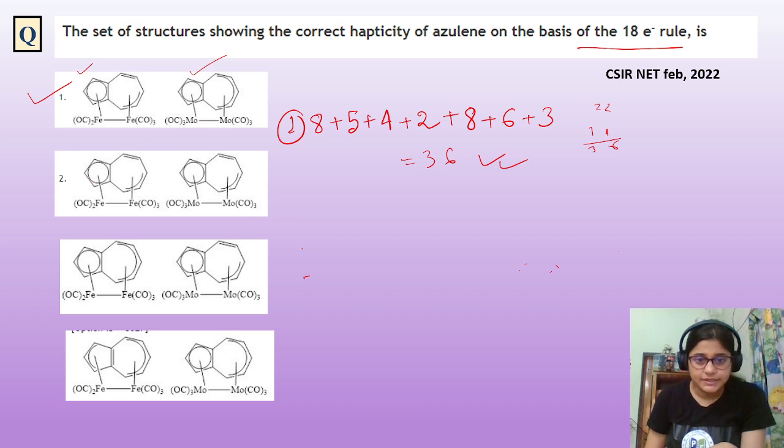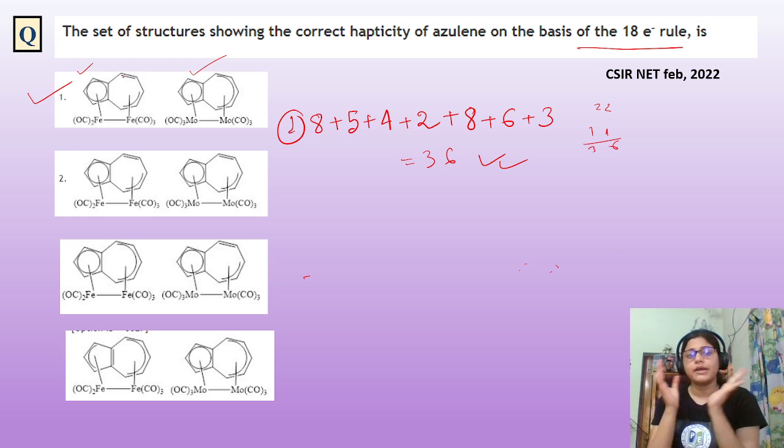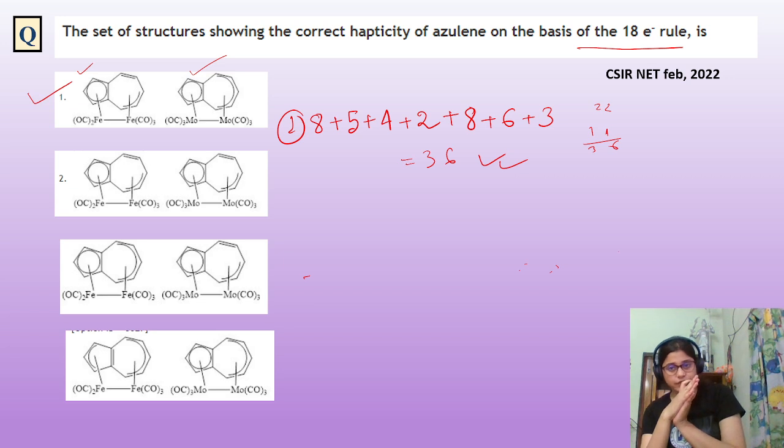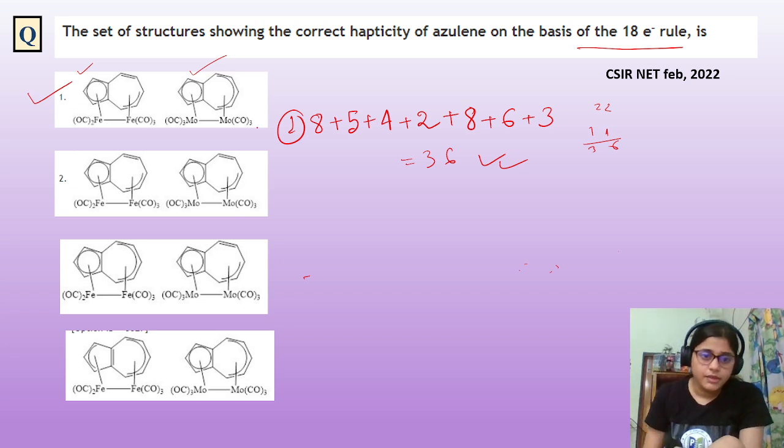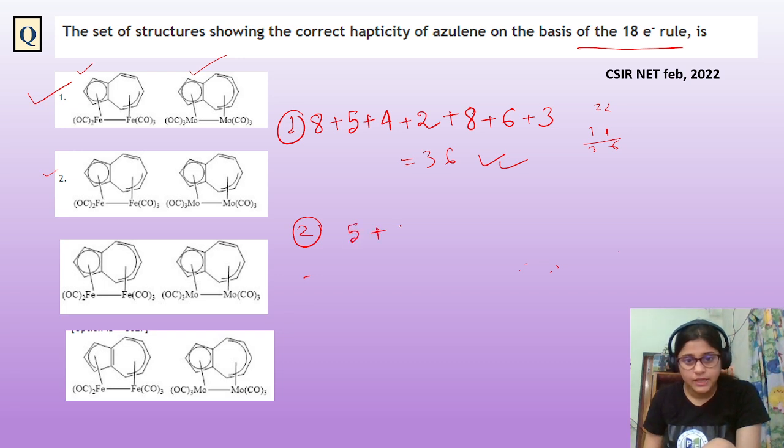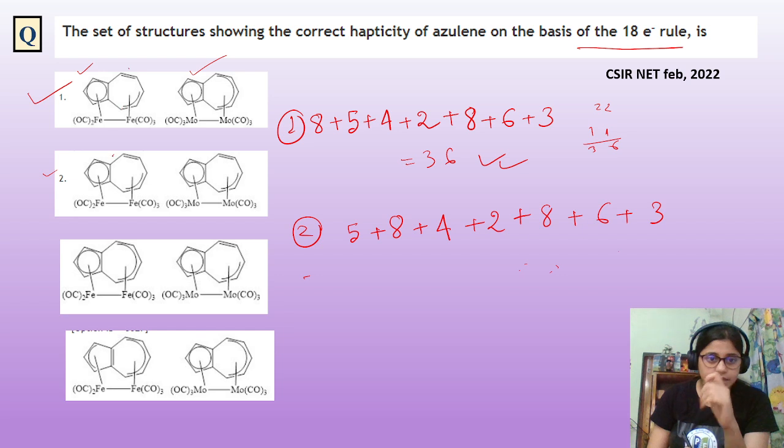So in the second case, in the first option you have seen that two structures are actually following the 18 electron rule, but there are others which are not following. So to show this only, I am solving this also. So 5 for Fe, 8, cobalt 4 plus 2 metal bond plus Fe 8 plus 6 for carbonyl and 1, 2, 3. So again the same thing. It will follow the 18 electron rule.